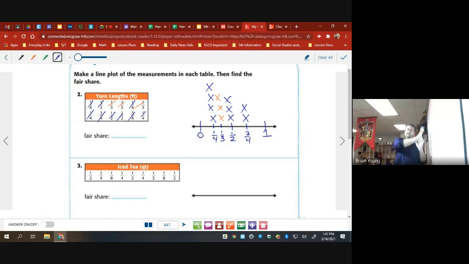So we've got this part. I think you all basically understand this part. Now we got to find the fair share. So how many? 12. Good job. So there's 12. So something's going to be divided by 12.